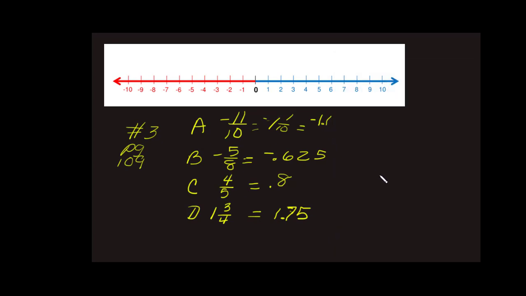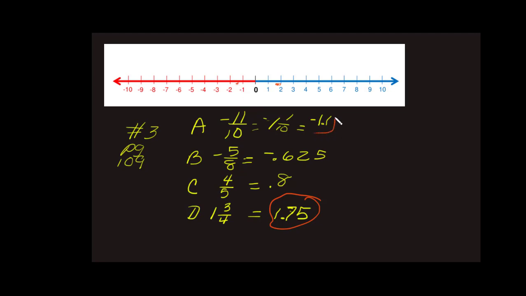So I'm ready to start to compare these. It's much easier. So let's look at, I'm going to change my color of my pen. So let's look at the whole numbers first. So if we look at D, 1.75, it would fall right about here on the number line. And we could look at negative 1.1, which would fall right about here.